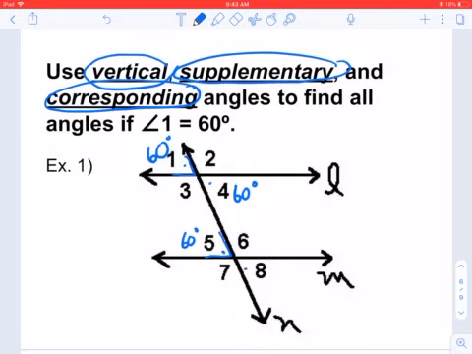Now I'm going to jump over to angle 8. So angle 5 and angle 8 are vertical angles, and that means they're also congruent. So that's 60 degrees. So far we have 4 angles that are all 60 degrees.